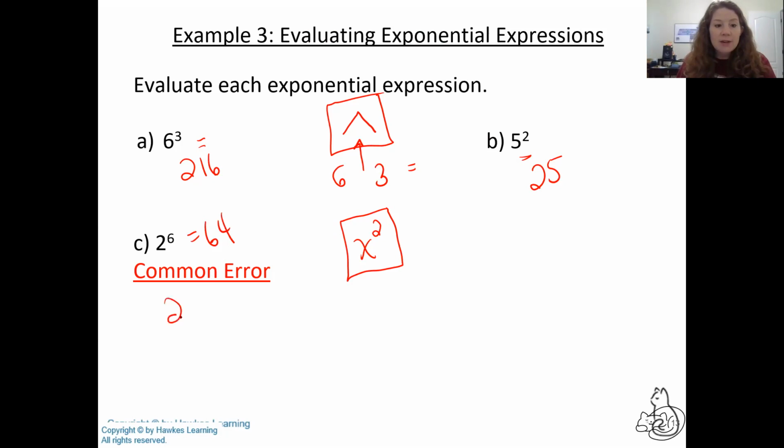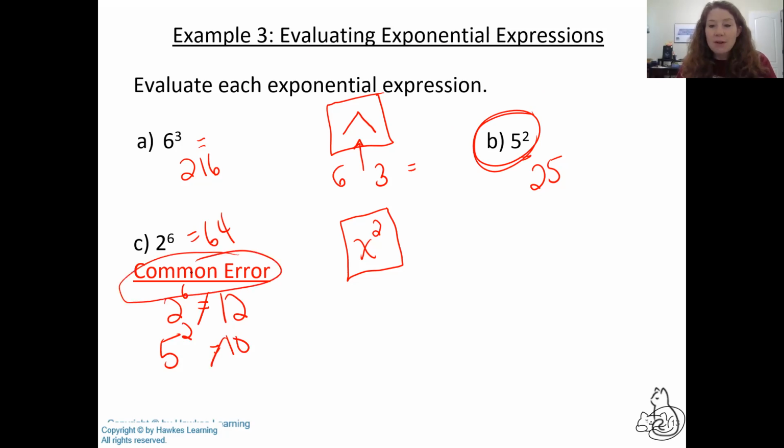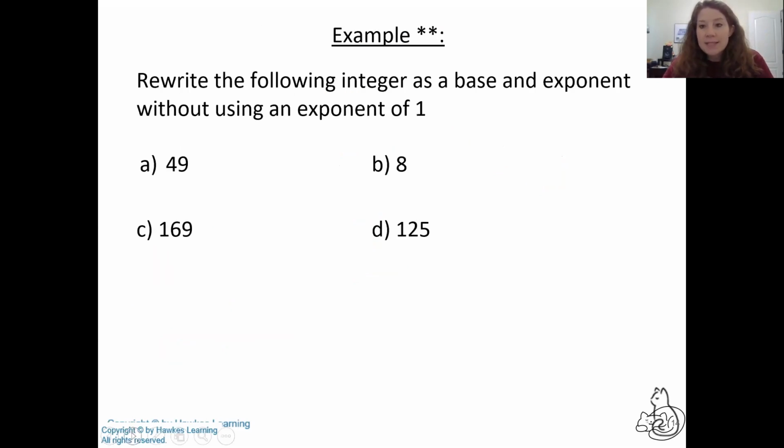So one of the common errors is someone would look at this quickly and say the answer is 12. Well, it's not 12. This is not 2 times 6. This is not 5 times 2 to get 10. These are not right. So don't make that common error when you're using exponents. You have that number multiplied by itself however many times the exponent tells you.